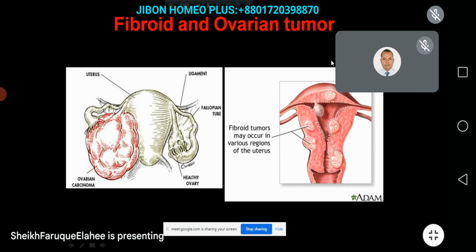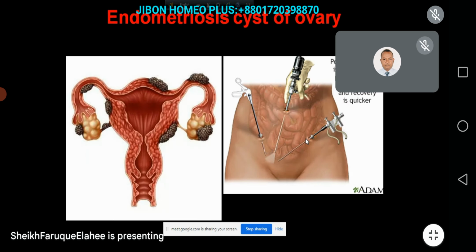And if there is suspicion that there are cancerous changes, it is better not to accept this case. It is better you first go to a gynecologist and get it examined and see what their opinion is. Then only you can think whether you will take it or not. Now what I want to show you is endometriosis.